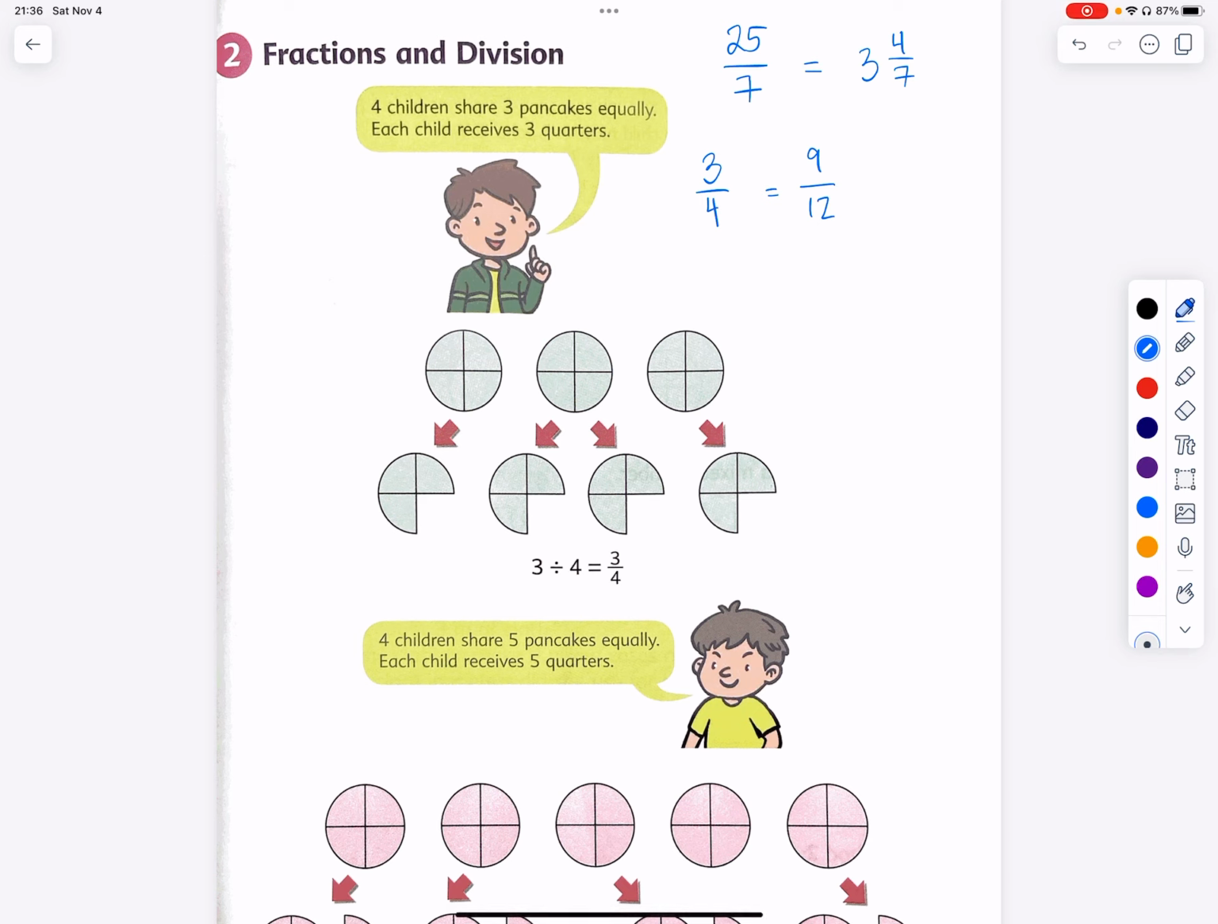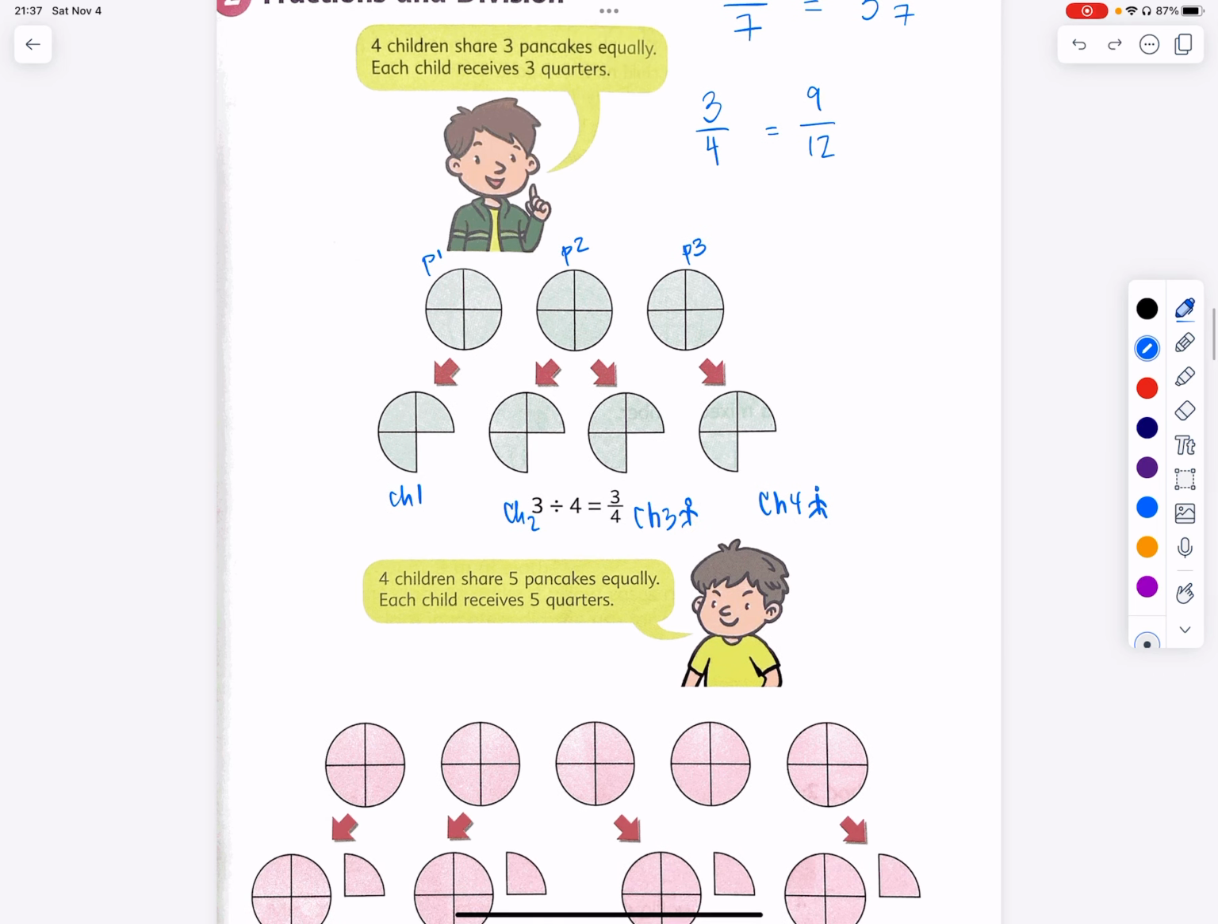Let me tell you a story. 4 children want to share 3 pancakes. Pancake 1, pancake 2, pancake 3. Okay, what's going on? We have child 1, child 2, child 3, and child 4, right? Let's make these little kids stick figures. So what happens? Well, I'm so happy to have a highlighter here.